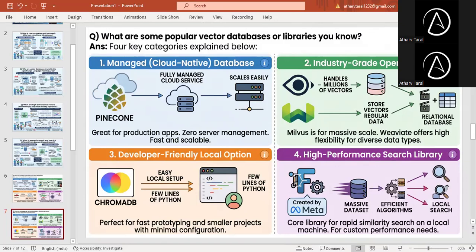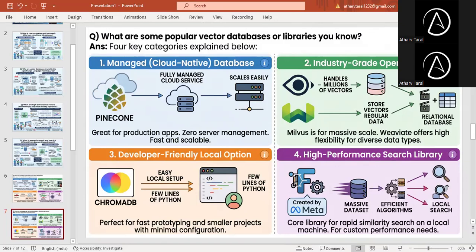It is nothing but a fully managed service, which is great because you don't have to worry about managing any servers. It is very fast and easily scalable, so it's good for production applications. Then if we look at the open source side, Milvus and Weaviate are very popular.